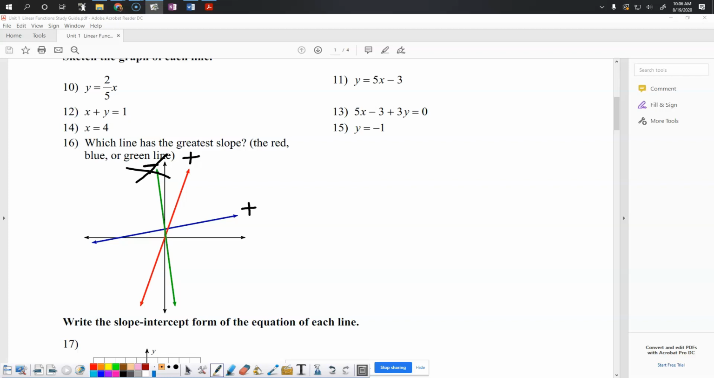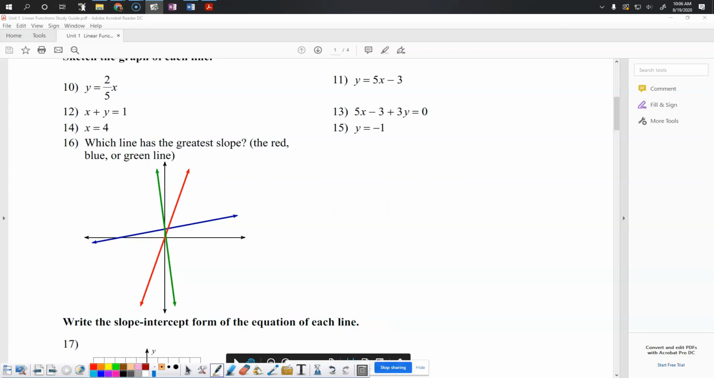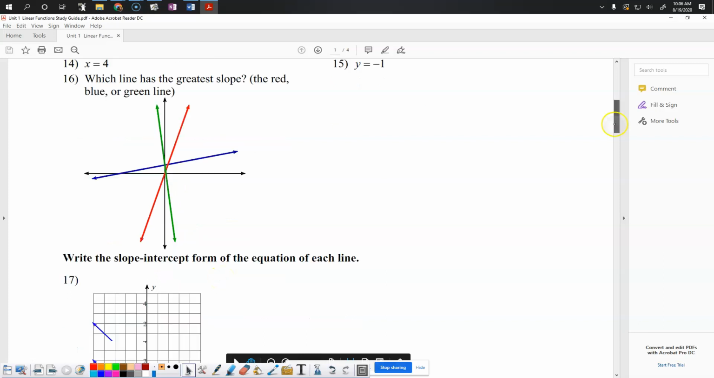So now which one's the greatest slope? Is it the red line or the blue line? Well, the steeper it is, the more positive it is. Since the red line is more steep than the blue line, that would mean it's a greater positive number than the blue line. So therefore, the answer is red. Now, if I were to ask what is the least slope, you would go with the line that has the steepest negative slope. And don't forget, horizontal lines have a 0 slope. There's no horizontal lines on this problem, but you get the idea.